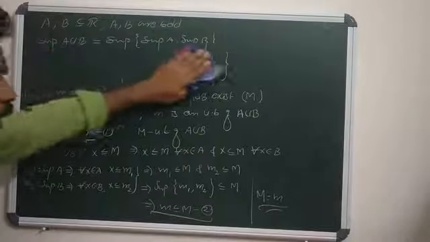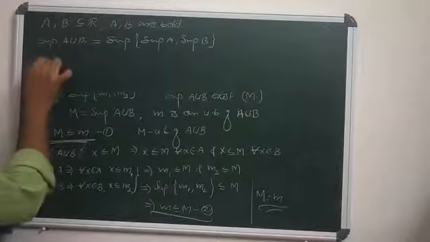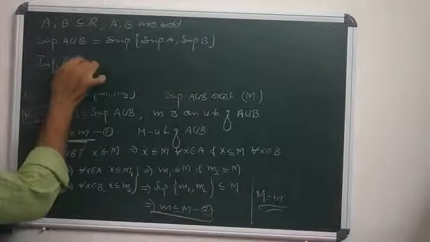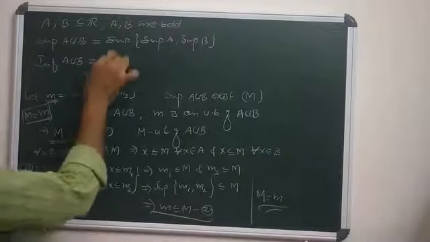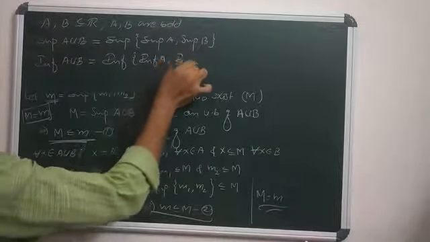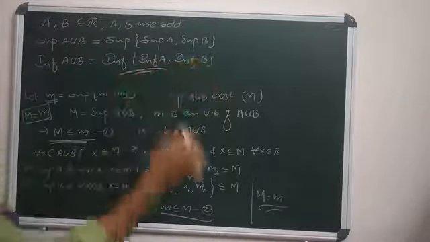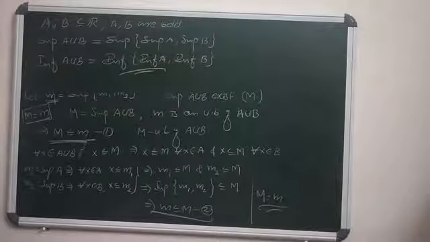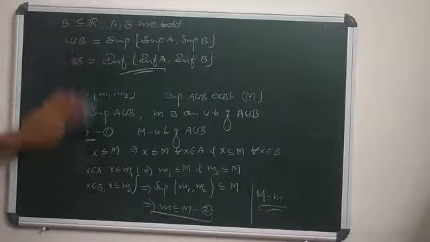In the same manner, you can show that the infimum of A union B is the infimum of infimum A and infimum B. This result is also important. You can prove this result in a similar manner. So these two results are very important: when A and B are bounded, their union is also bounded. Moreover, the supremum of the union of any two sets is the supremum of the suprema of each set, and similarly for the infimum.